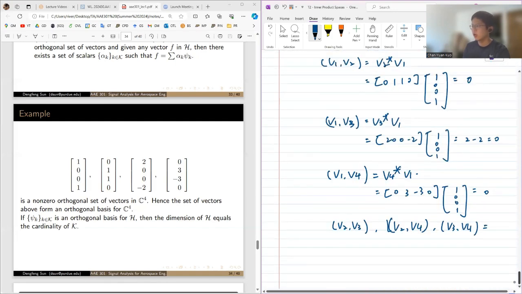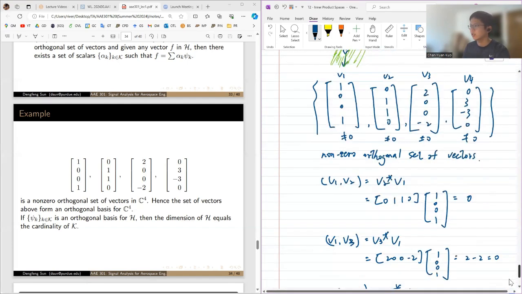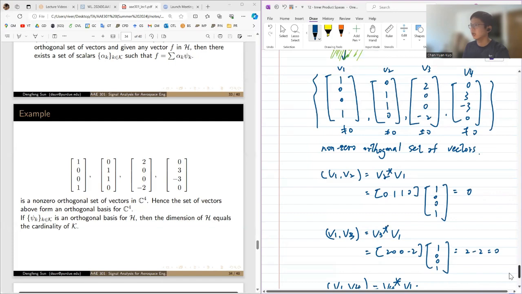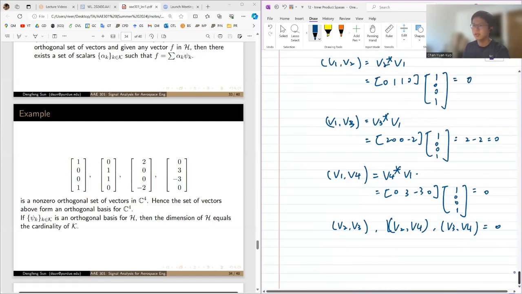So they are all going to be 0, and this implies that this set of vectors is a non-zero orthogonal set of vectors. And this set of non-zero orthogonal vectors is actually going to be a basis for C4, for the linear space C4.